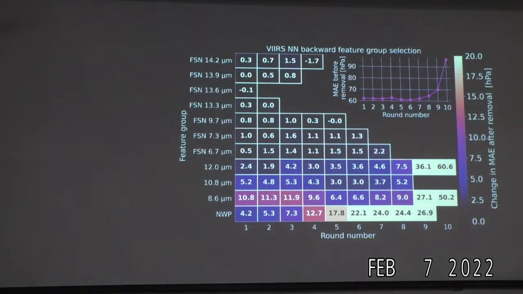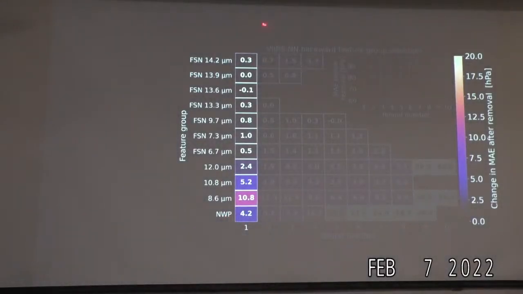So, this is a plot showing the results of a backward selection performed on groups of features associated with each one of these channels. I'm going to try and break down this plot a little bit. The numbers in this table indicate the increase in mean absolute error after the features associated with each one of these channels are removed. So, Fusion 13.6, when all information from this channel was removed, model error barely changed at all. In fact, it got a little bit better after this information was removed.